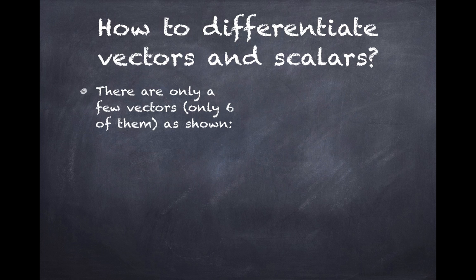There are only 6 vectors, only 6 of them, as you can see. So it's better to memorize the 6 of them. I've just given an example for each of them under the conditions that you will need them. I've given the most popular examples, most likely to come up in the exams.